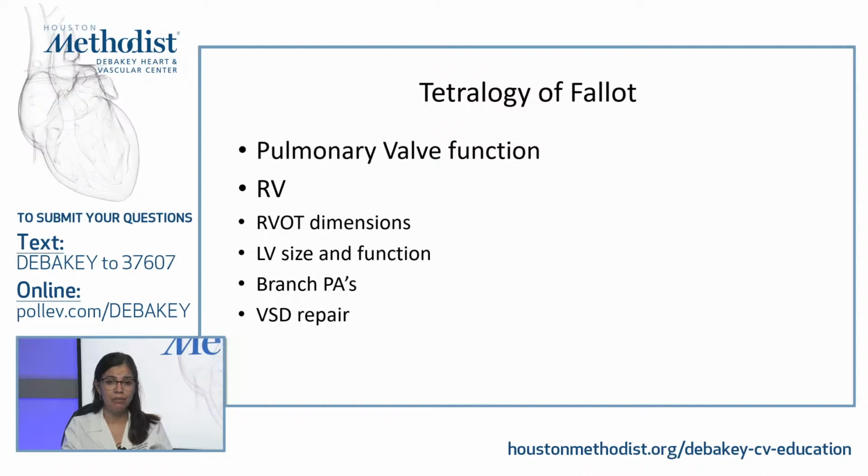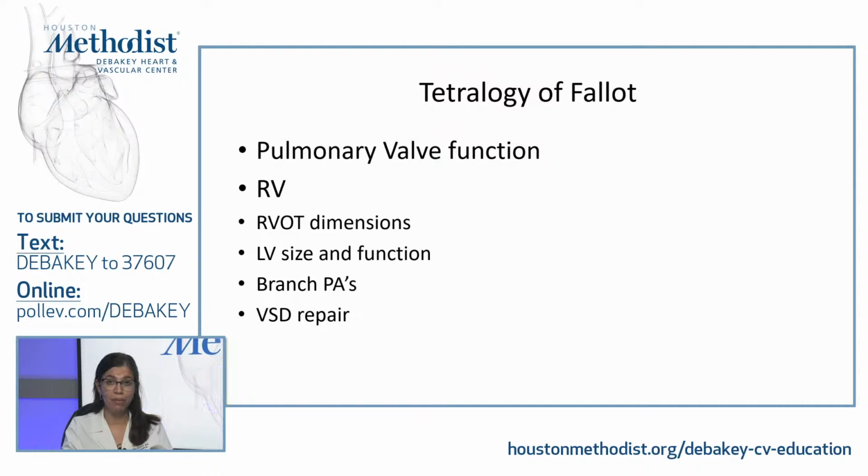Patients with a severely dilated RV and right bundle branch block with Tetralogy of Fallot, due to dyssynchrony, may develop left ventricular dilation and dysfunction, so it's very important to report that as well. As we discussed, we look at the branch PAs.